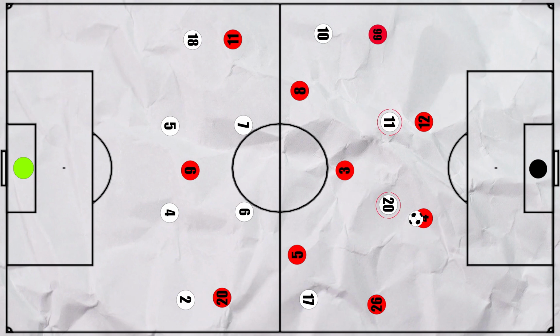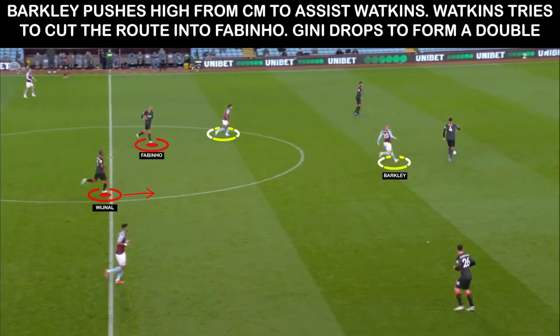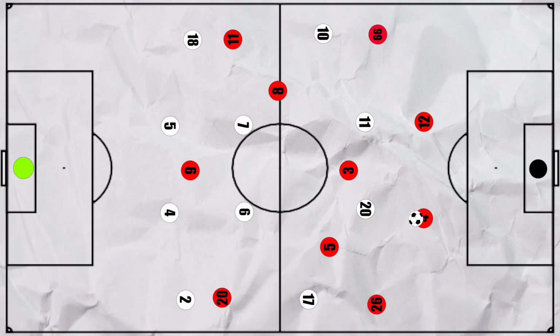But rather than press, Villa's front two mainly looked to cut off the route into Fabinho, as he is the team's metronome, and at times, Liverpool tried to adapt to this by forming a double pivot. But this shape contributes to the fifth Villa goal.